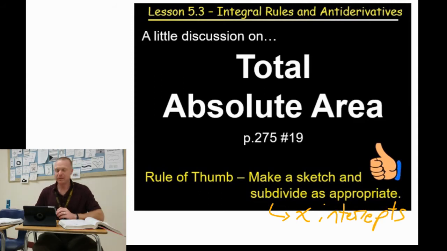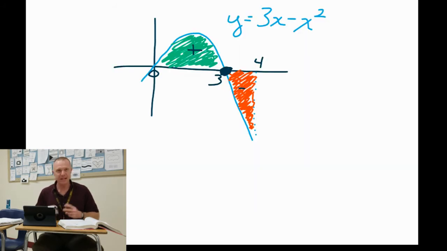Now, perhaps some of these things seem kind of obvious, and that's good if they do. But I know that there are some problems that we'll get into later where I'm just going to say, hey, find the total absolute area. And you're going to have to do all these things. You're going to have to make the sketch. You're going to have to see the x-intercept so that you can subdivide the problem. Okay, well, let's continue. Let's subdivide this problem.